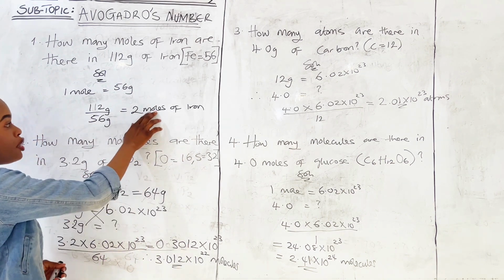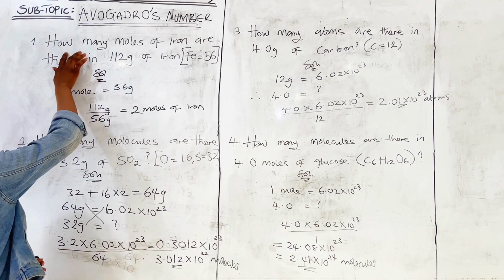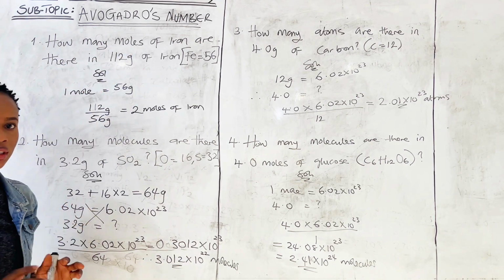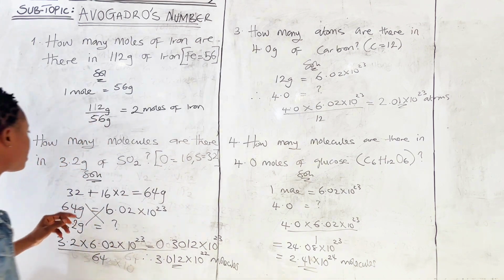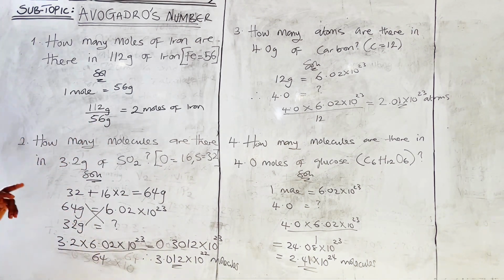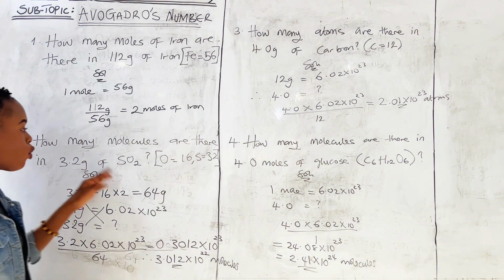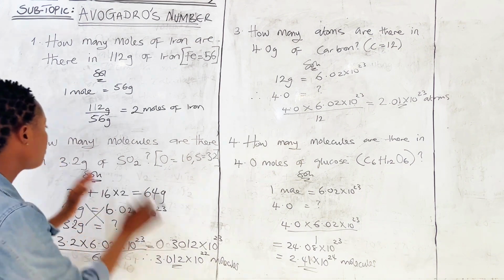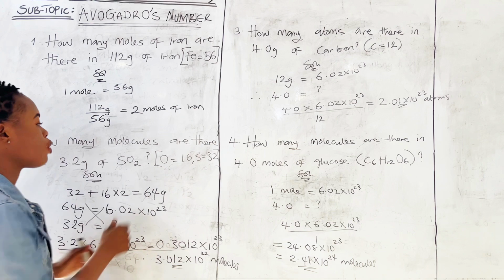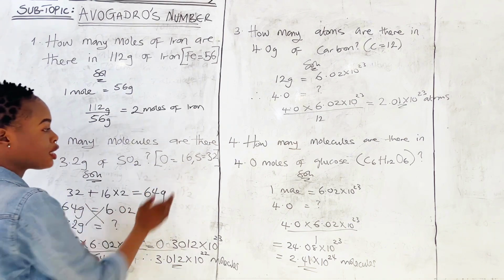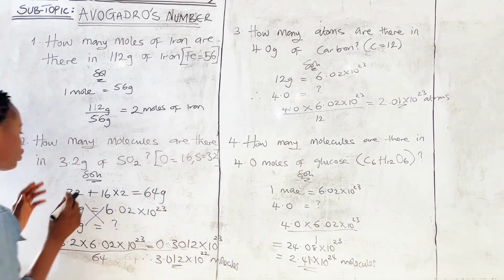Our answer must be in moles because the question said how many moles. I hope you understand. So that is the answer: 2 moles of iron. It's that simple. So the next question says, how many molecules are there in 3.2 grams of SO2? We're given the mass numbers of oxygen and sulfur. So how do we solve for this?